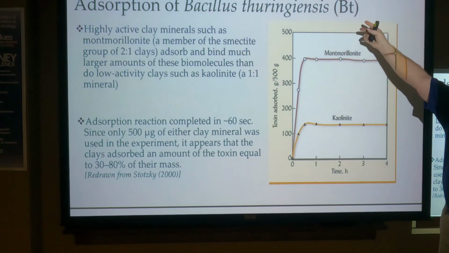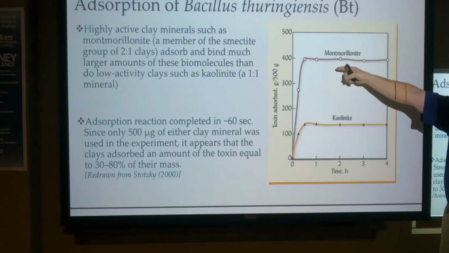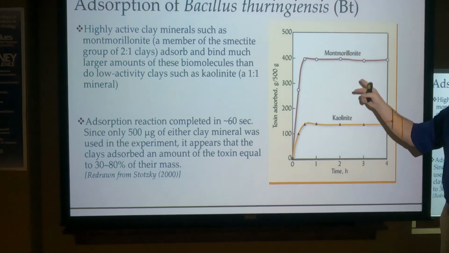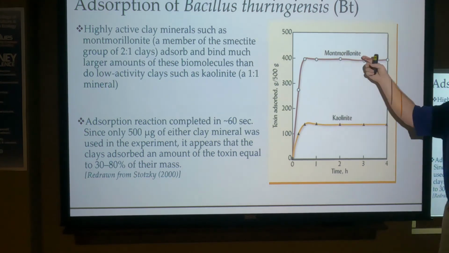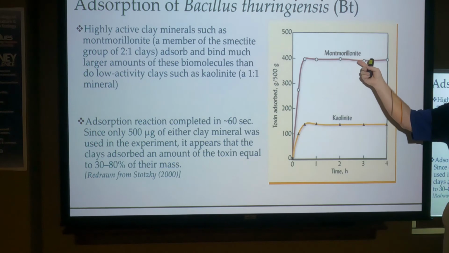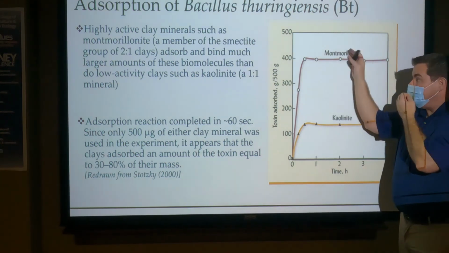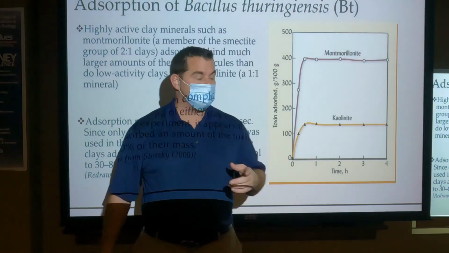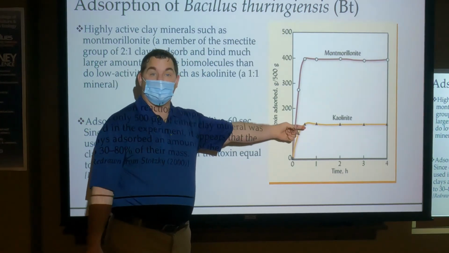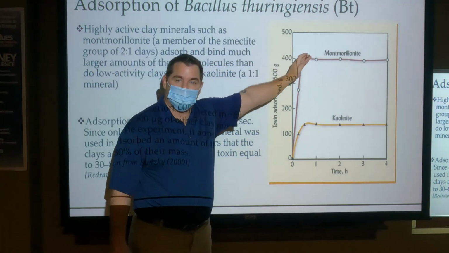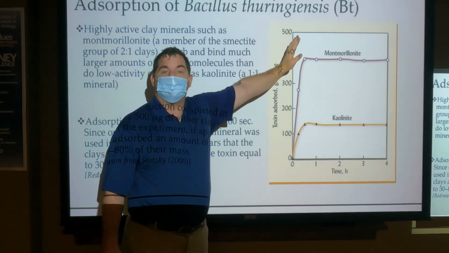Bt is just a toxin that they added to the soil. Montmorillonite and kaolinite, which one has a greater CEC? Correct, montmorillonite. So it's going to adsorb more of what was applied. Montmorillonite adsorbed more of this toxin compared to kaolinite. Just a demonstration to show you that greater CEC will have greater adsorption of cations.